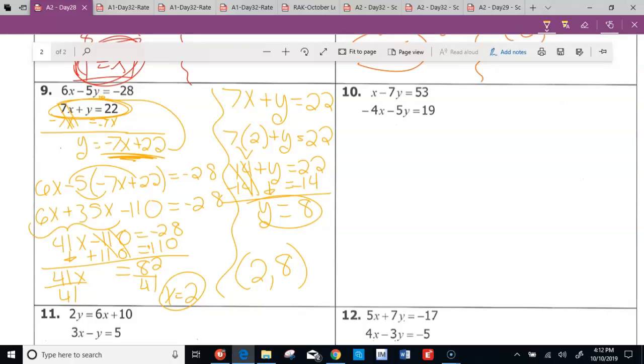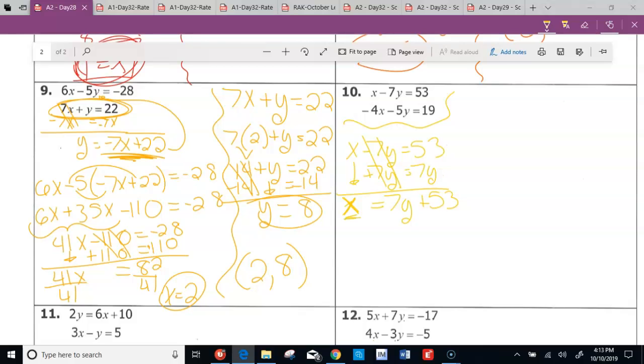Moving on now to number 10. Number 10 says x minus 7y equals 53, and negative 4x minus 5y equals 19. I'm going to take my first equation, x minus 7y equals 53, and get x by itself. I can do that very easily just by adding 7y to both sides. So the x falls down, these 7y's cancel out, equals. When you have letters and numbers, the variables come first, and then the constants, the numbers, come at the end. So I have x equals 7y plus 53.